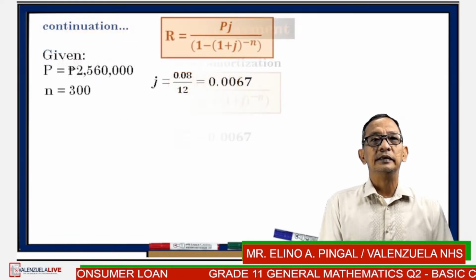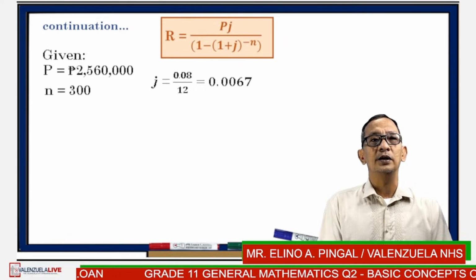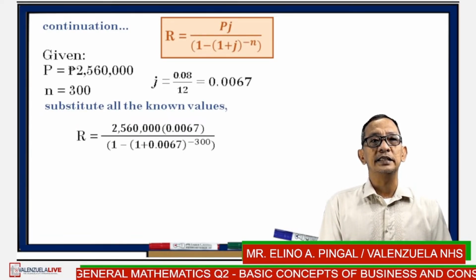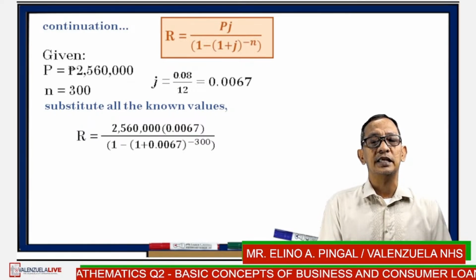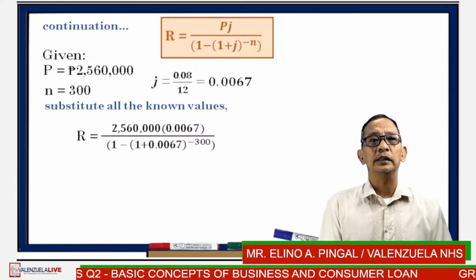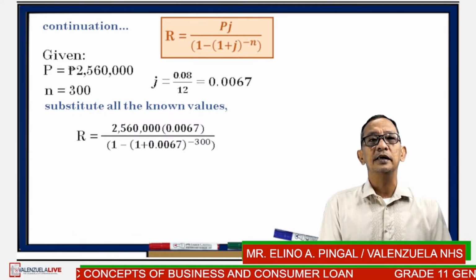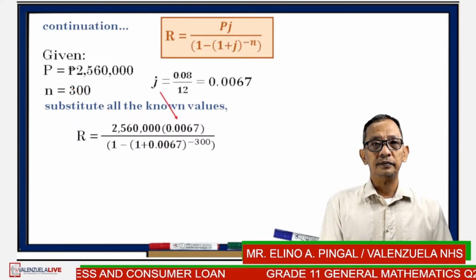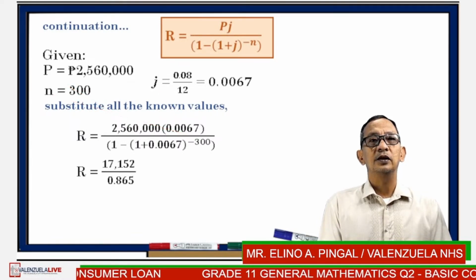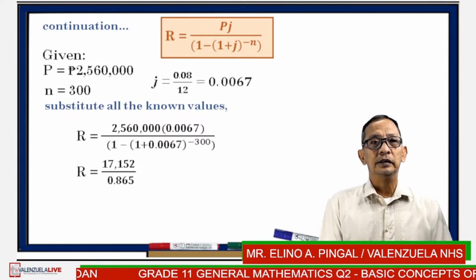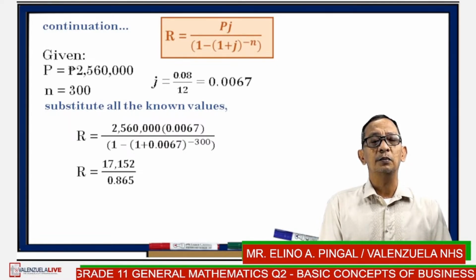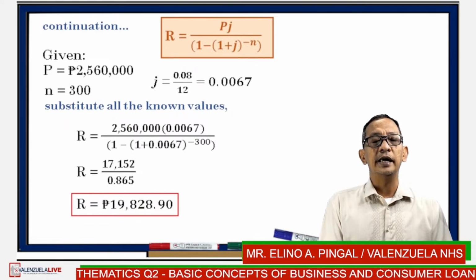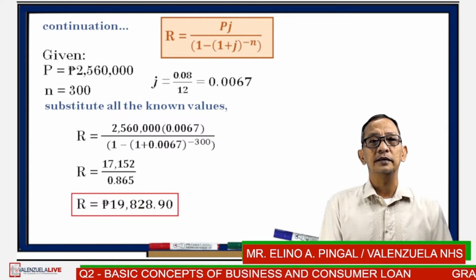Now, substituting all the known values, we can solve for R equivalent to 2,560,000 times 0.0067 all over 1 minus the quantity 1 plus 0.0067 raised to negative 300. Computing, R is equivalent to 17,152 all over 0.865, and finally R is equivalent to 19,828.90 centavos.